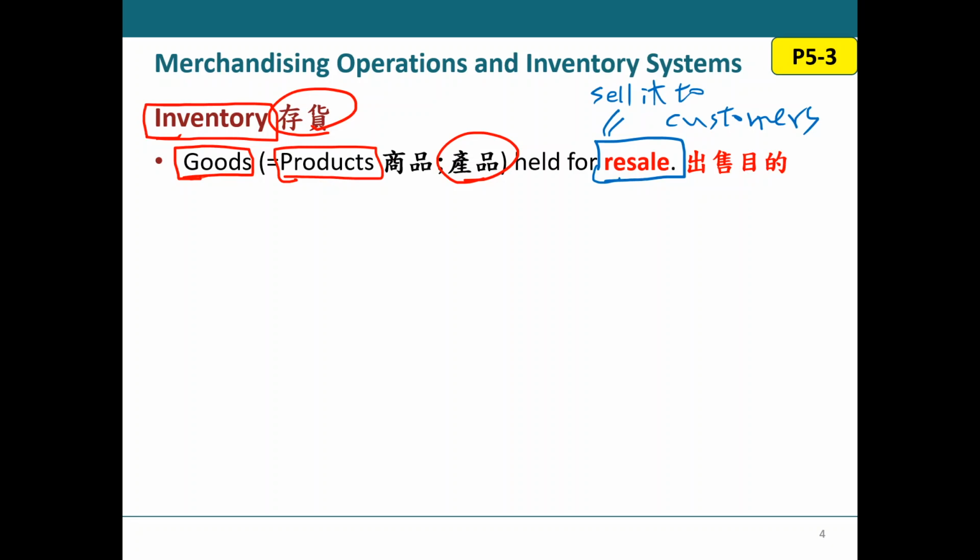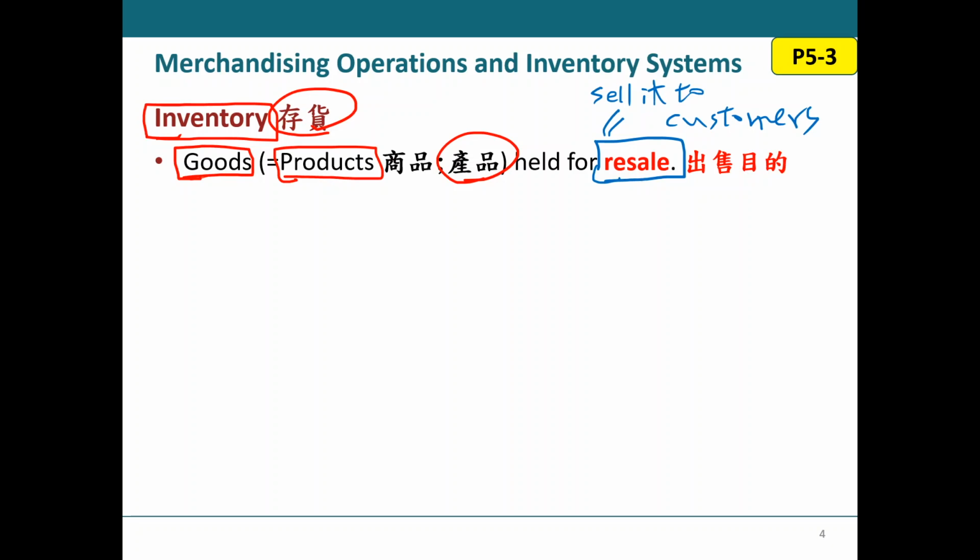Okay? So inventory, the only definition, the only purpose is resale. You don't want to keep it. You want to sell it to customers to earn more revenue, more money back, right? Okay.